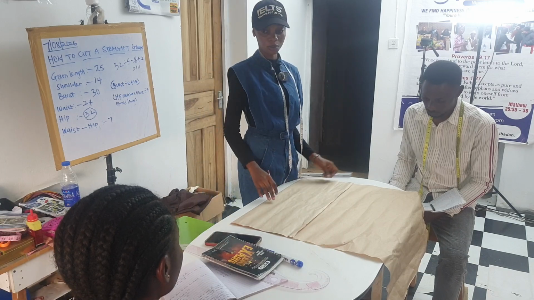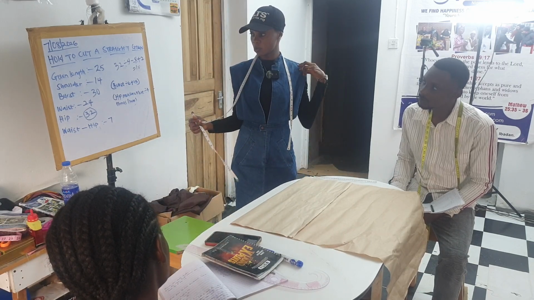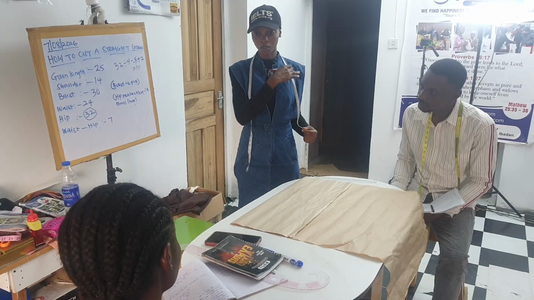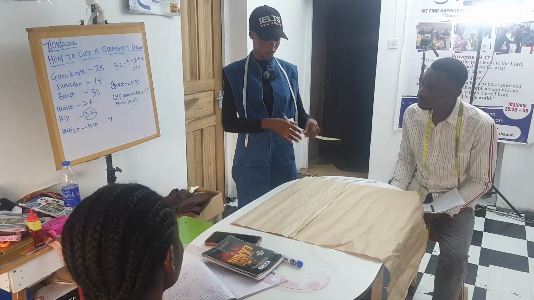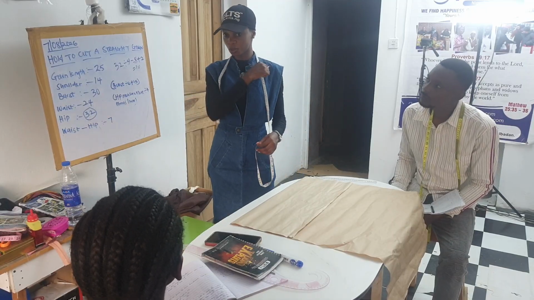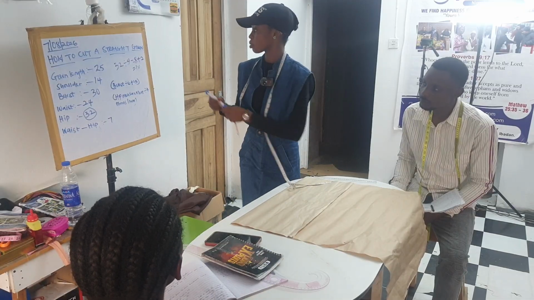So do you understand to this point? So the next thing is our waist. Our waist is always on our navel, right? So our shoulder to waist is our half length. So let's say we are using 14 for our shoulder to waist.